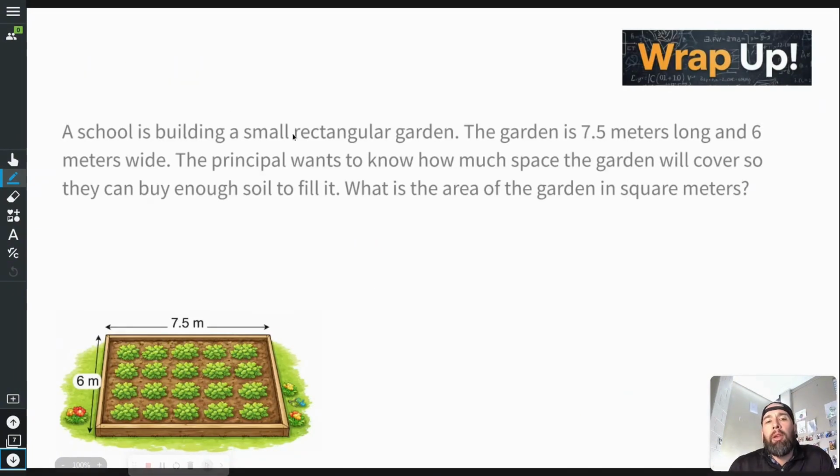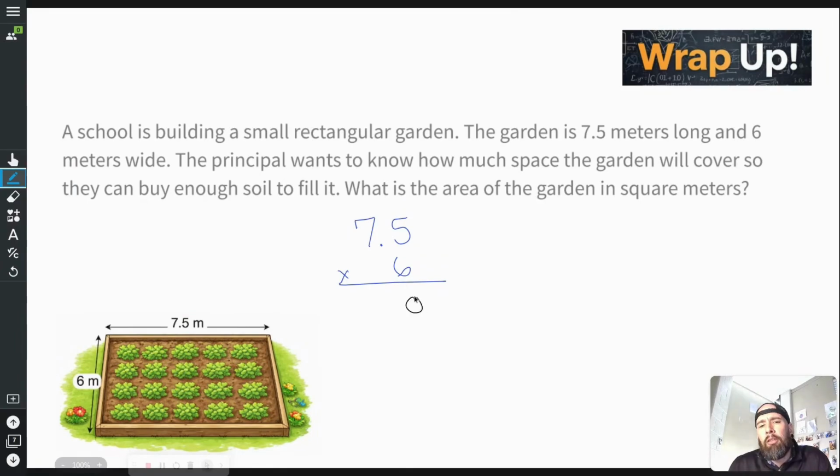A school is building a small rectangular garden. The garden is 7.5 meters long, all right, and 6 meters wide, all right. The principal wants to know how much space the garden will cover so they can buy enough soil to fill it. What is the area of the garden in square meters? All right, so I have a length up here of 7.5 and a width up there of 6, so we're going to do 7.5 times 6.